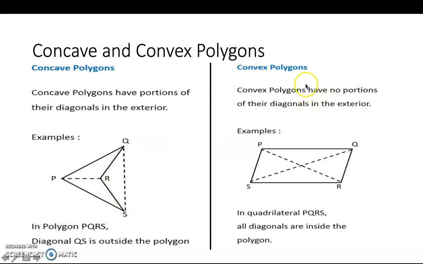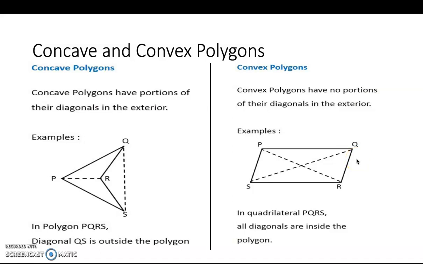Now, what is a convex polygon? In a convex polygon, no portion of the diagonals is in the exterior. Therefore, all the diagonals of a convex polygon should be inside the polygon. So given an example, PQRS, another quadrilateral, particularly a parallelogram, this parallelogram has diagonals all inside the polygon. So therefore, that polygon is considered to be a convex polygon.